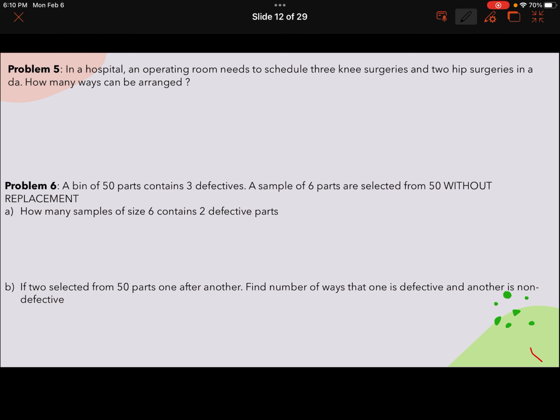Problem number 5. In a hospital, an operating room needs to schedule 3 knee surgeries and 2 hip surgeries. In total how many? 5, that is 5 factorial ways in total. Out of 5 factorial, 3 are the same kind and 2 are the same kind. So that's why we are dividing by 3 factorial and 2 factorial, which will give 10 ways.